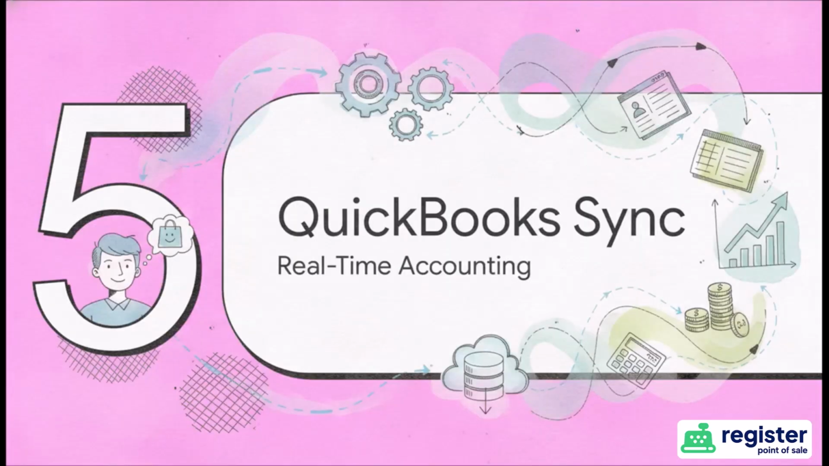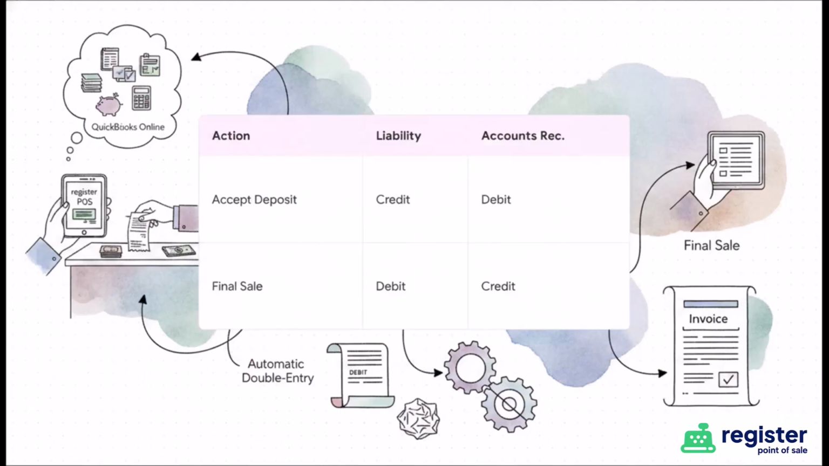Finally, Section 5, Automated QuickBooks Sync, real-time accounting magic. So when you map your GL accounts in the register settings, the system handles all the double entry bookkeeping automatically in QuickBooks Online. Check this out. When you accept a deposit at the counter, Register generates a journal entry that credits your customer deposit liability account and debits accounts receivable. Then, when that estimate finally converts to a finalized sale, a corresponding journal entry is created to reverse it, debiting the liability account and crediting accounts receivable.